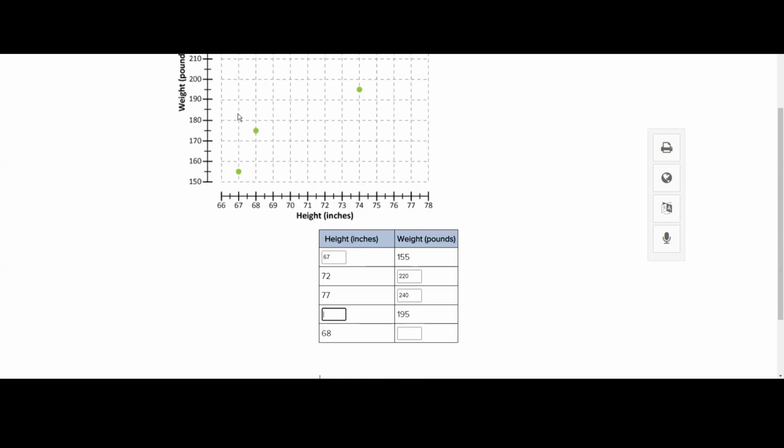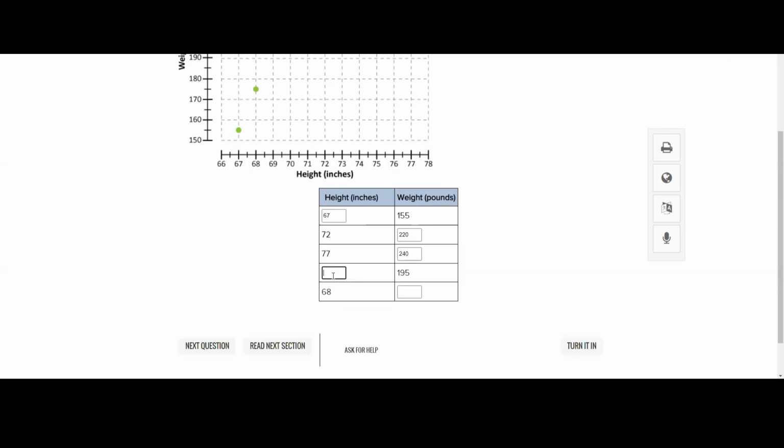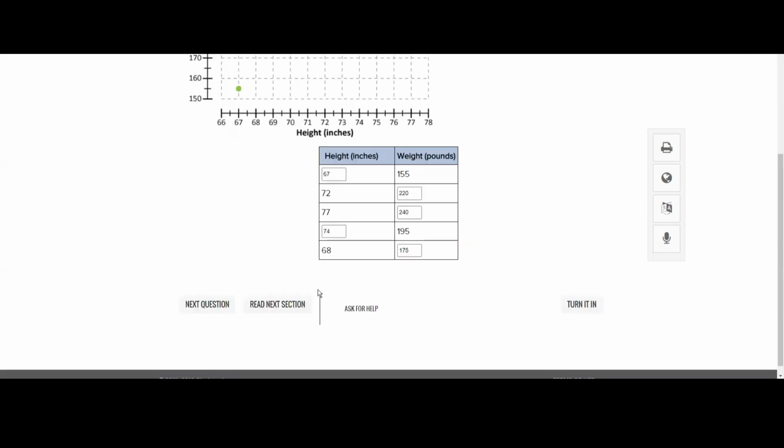Okay. Then 195 pounds is around this place, so it goes down to 74. 74. Then at 68 inches, we have 175, okay? Okay. So you need to take note of this because there will be tests later.